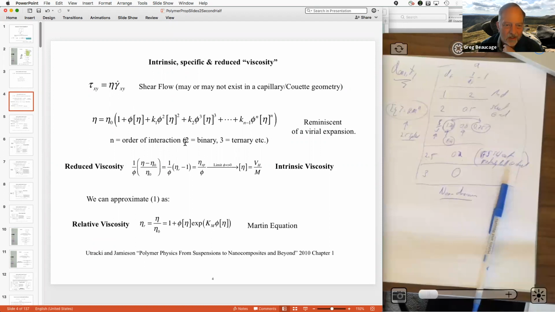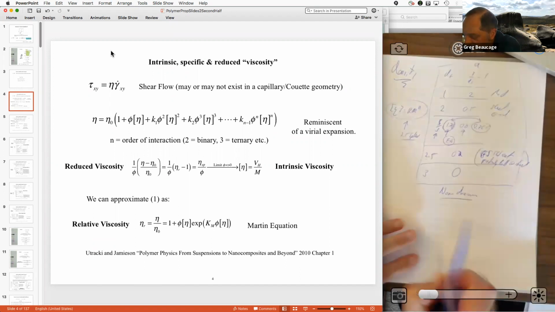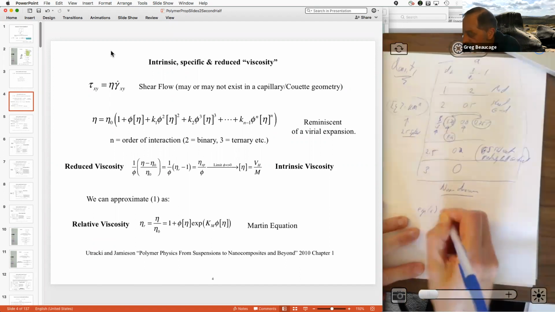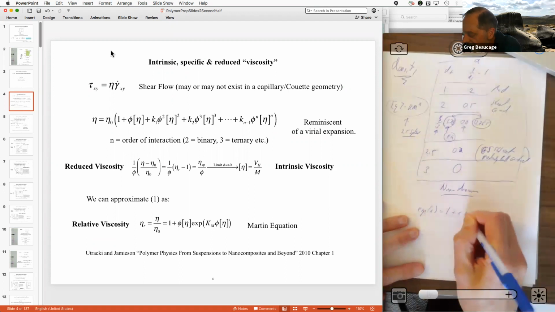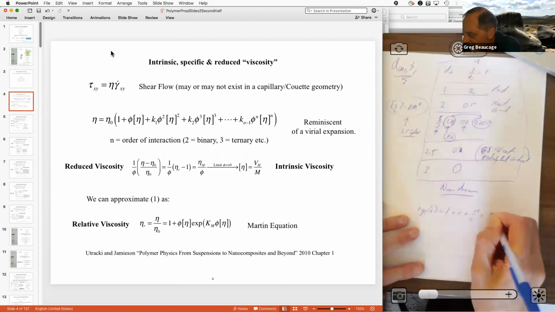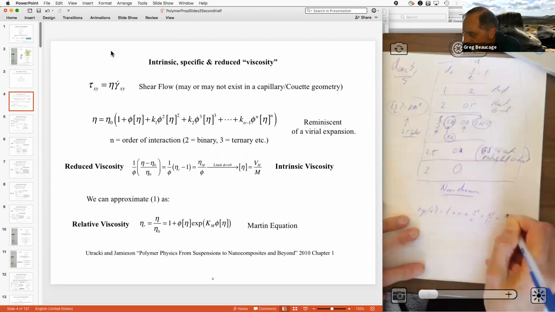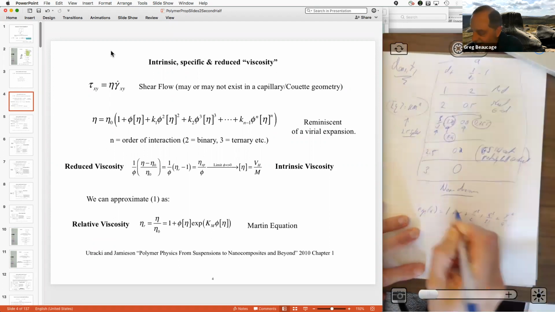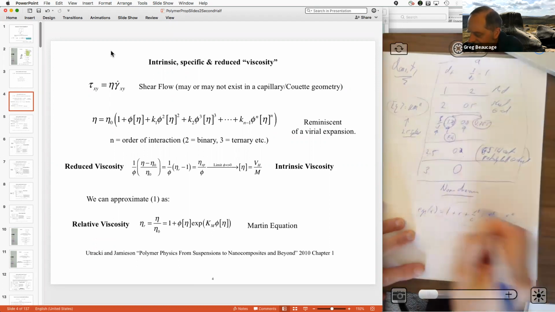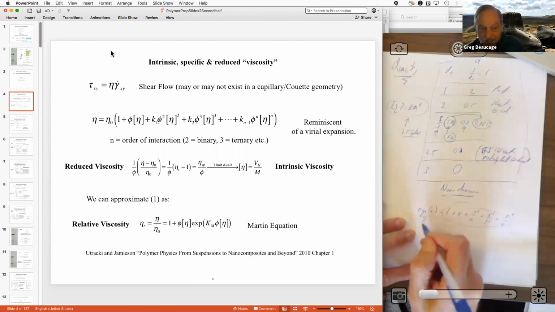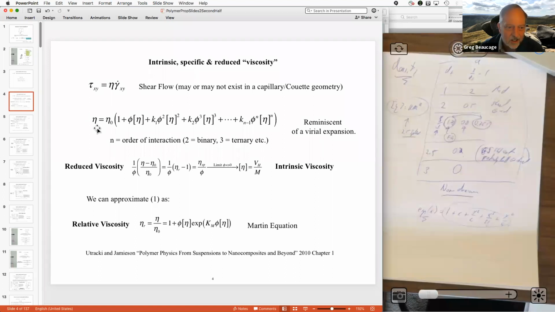This is a power series. It starts to look like the exponential of x equals 1 plus x plus x squared by 2 factorial plus x cubed by 3 factorial plus x to the 4 by 4 factorial. So you can start to say, if I have any power series like that, I could say it's an exponential. So I'm going to take a log of this, of eta by eta naught, because I could say this is an expansion of a power series like the exponential.